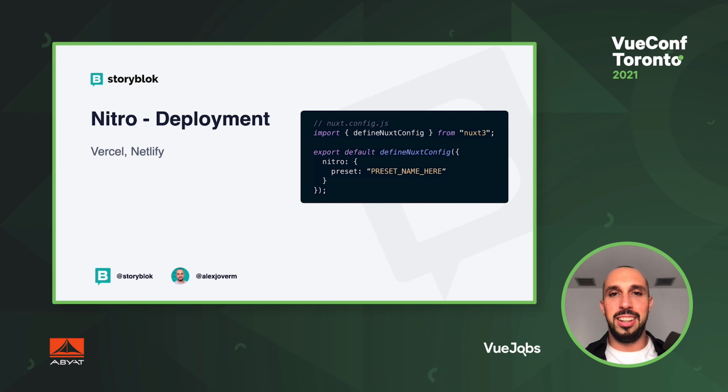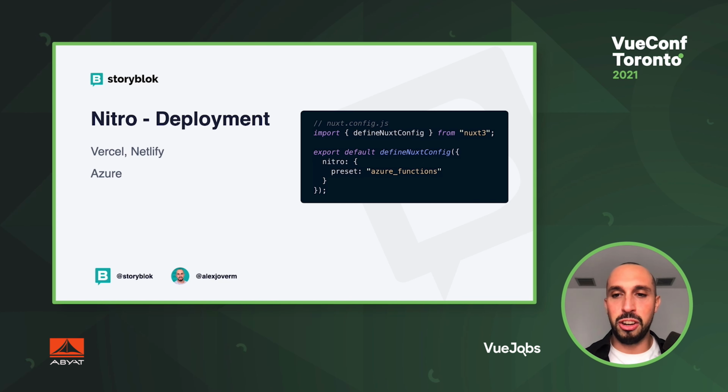And the last thing, which I really like and will make your life very easy, is the presets of Nitro. And this is for deployment. So let's say you want to deploy your application to Vercel or Netlify. What do you have to do? Nothing at all. It just works, because both Vercel and Netlify will recognize it's a Nuxt 3 application and will configure themselves. What about Azure?